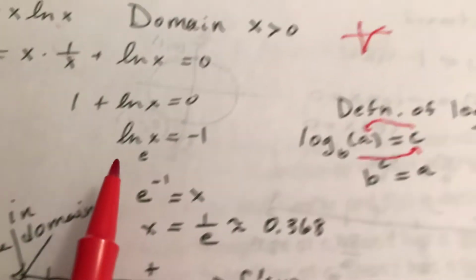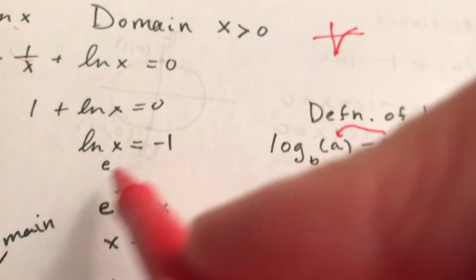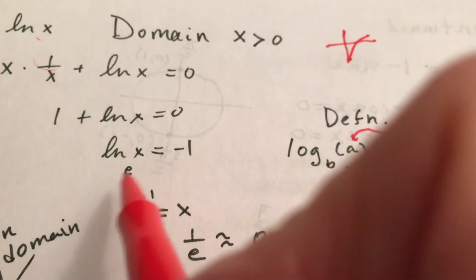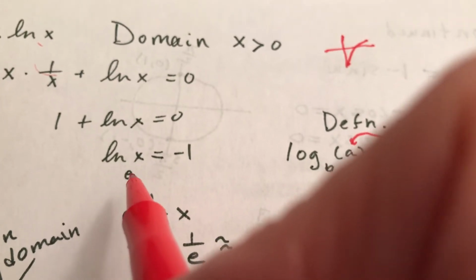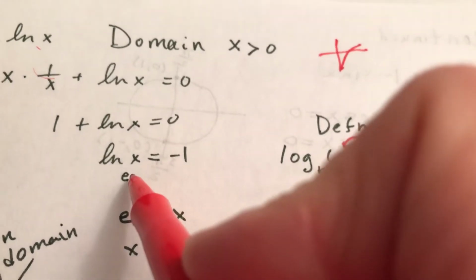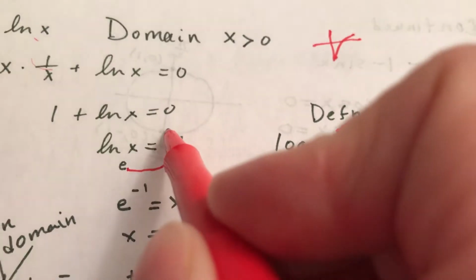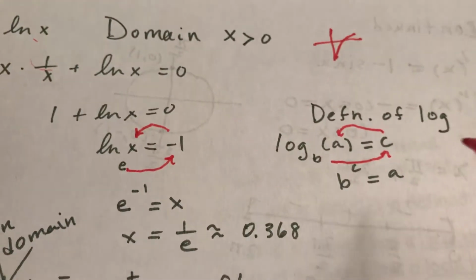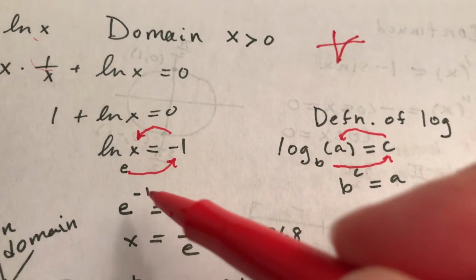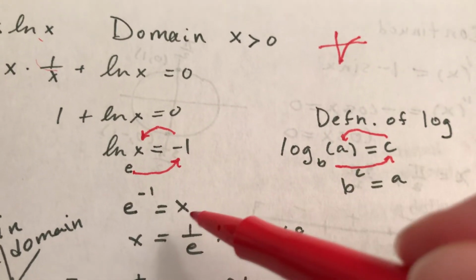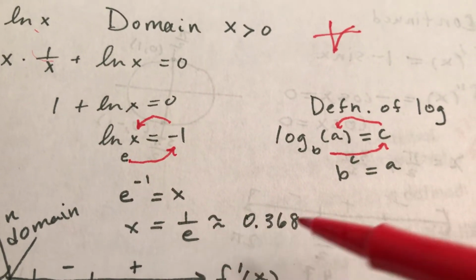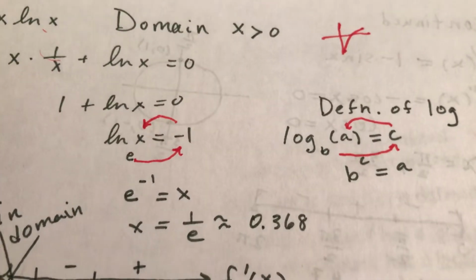So to get this out of here, I would ask you in class, what base is this? And I showed you right here, it's base e. Natural log has base e, and a lot of times I'll just write the e there as the base, and then I take that to that power is equal to that, and that comes from the definition of log. So e to the negative 1 is x, and there you've got it. We solve for x. And that's just x is 1 over e, which is about 0.368.